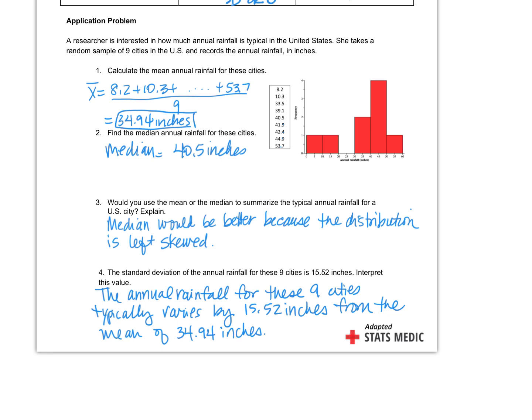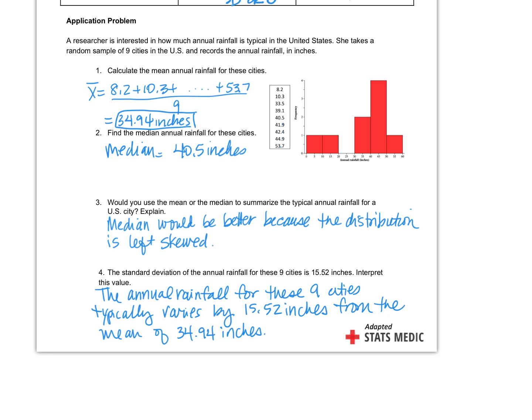Would you use mean or median to summarize the annual rainfall? Median. Why? The median is resistant, and you want to use the resistant measure because it is skewed, right? Alrighty, and then it says the standard deviation. They give it to you. Notice they didn't make you calculate. 15.52. Interpret the data.